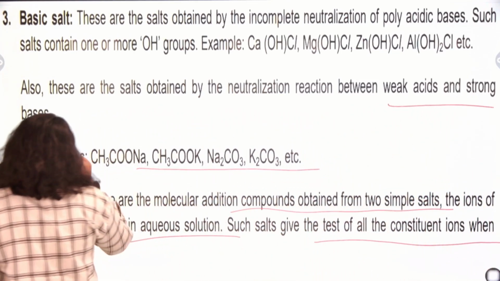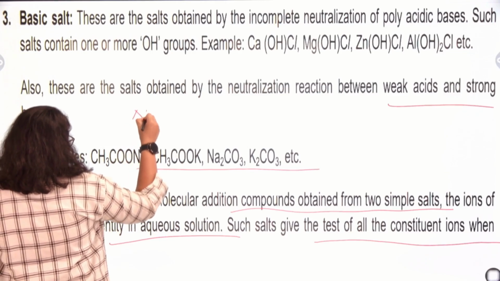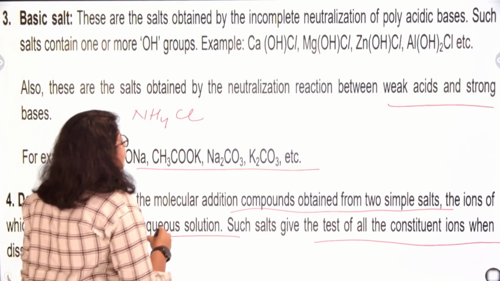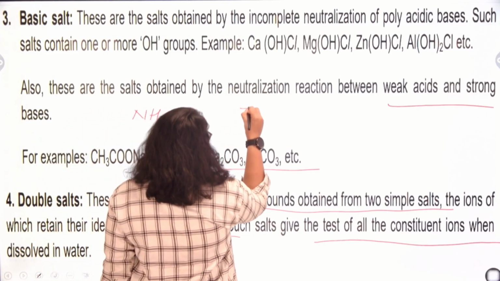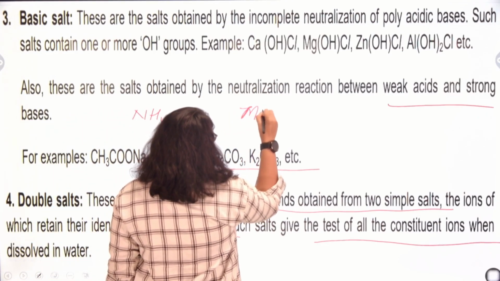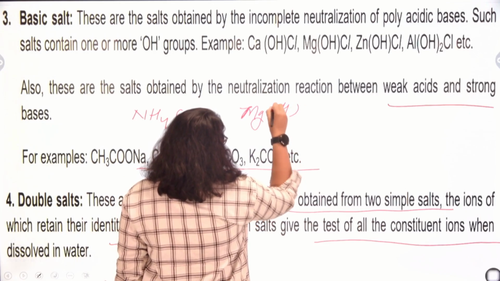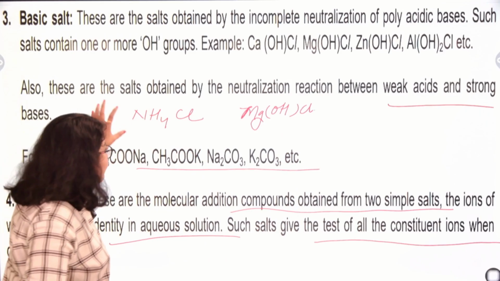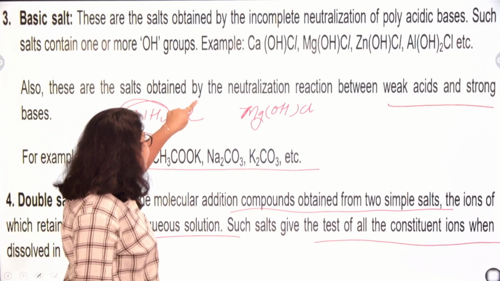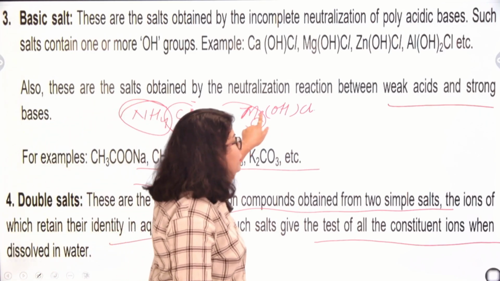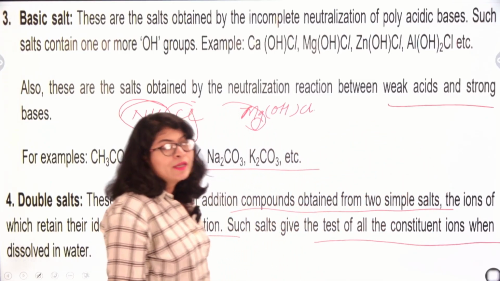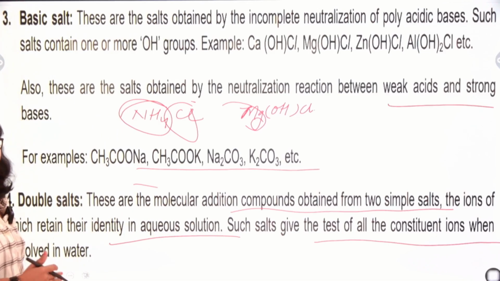Such salts give the test of all the constituent ions when dissolved in water. So, for example, if I am taking NH4Cl and let's say MgOHCl. When these substances break off, they will give test for NH4 plus, Cl negative, Mg2 plus, OH minus and Cl negative. Okay. These ions do not lose their identity.